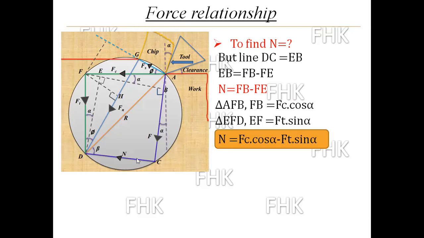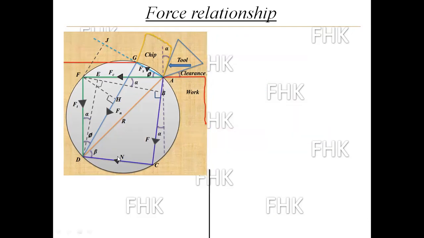So N will become here N. What is N? FB. What is FB? FC cos alpha minus what is FE? FT sine alpha. So N will become FC cos alpha minus FT sine alpha. This is our second value, N. Now next is to find Fs. This Fs.